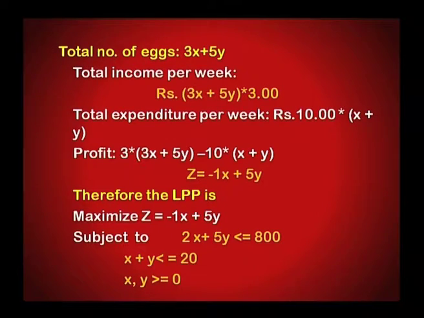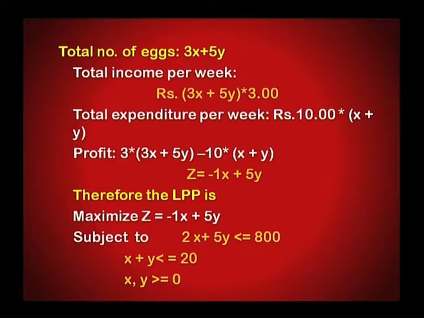Therefore, the linear programming problem becomes: maximize z equal to minus 1x plus 5y subject to constraints 2x plus 5y less than or equal to 800, x plus y less than or equal to 20, and x and y greater than or equal to 0.